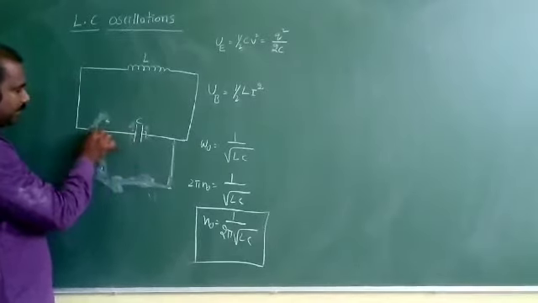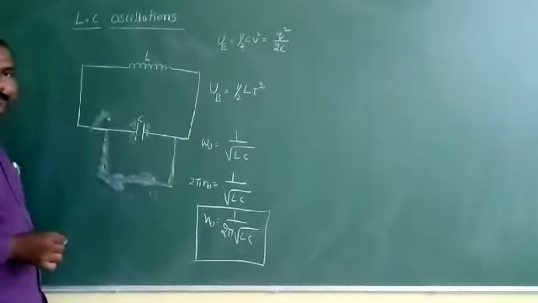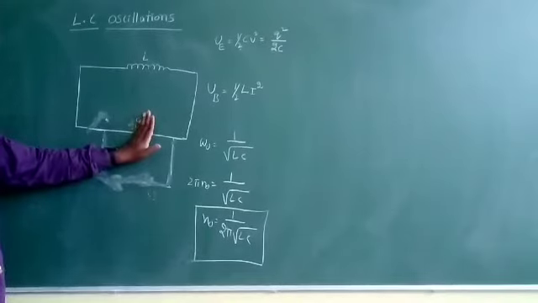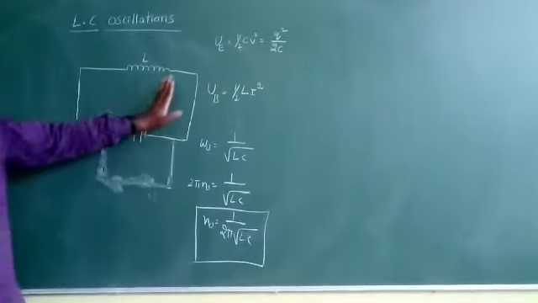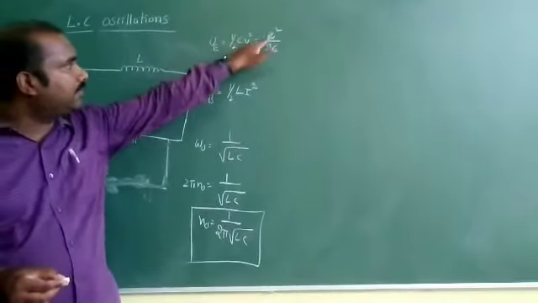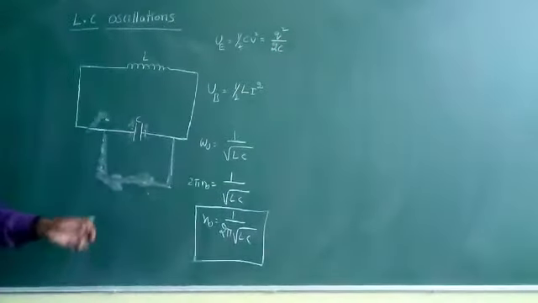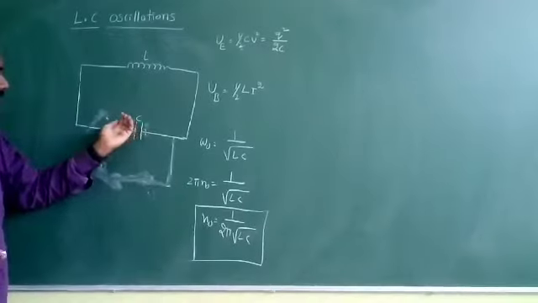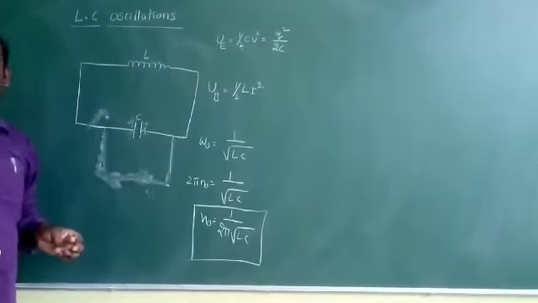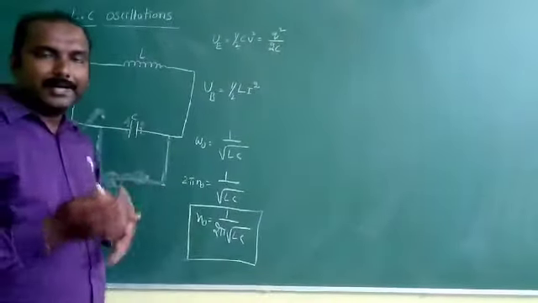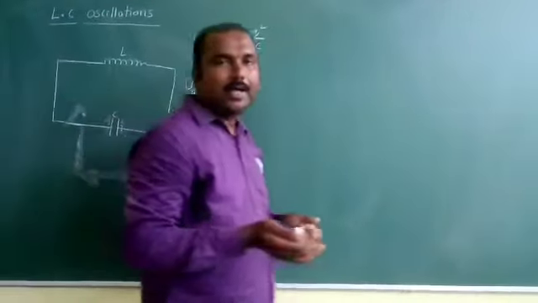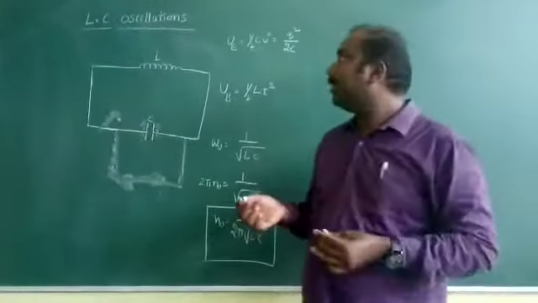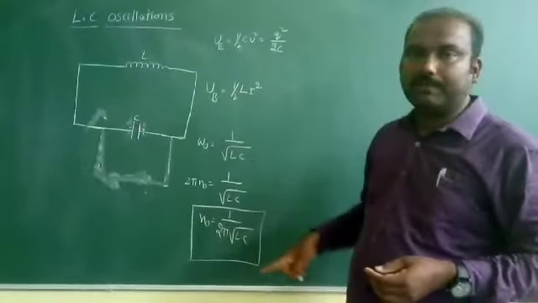Then K2 is connected. Whatever energy is there, electrical energy is maximum. The electrical energy is given by half CV square or Q square by 2C. When it is connected to the inductor, this electrical energy is slowly passing through the inductor. The current is passing, magnetic flux is changing, and finally it stores the energy in the form of magnetic potential energy, that is given by half L I square.